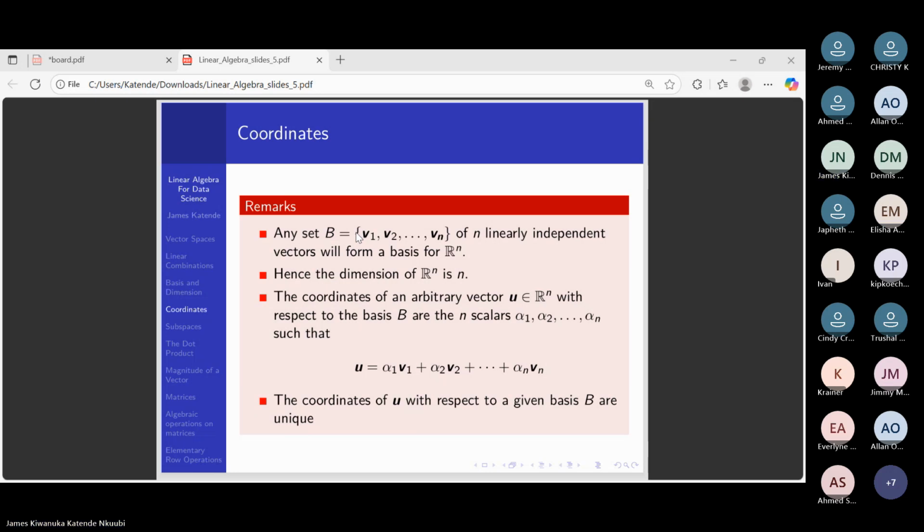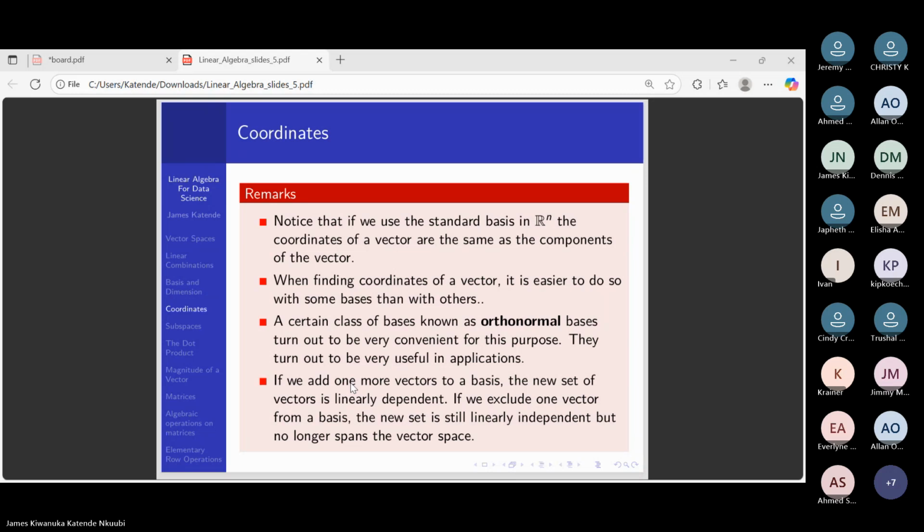All right. So these are just remarks. And this last one captures, I think, what you're saying. If you have a basis, which is a set of linearly independent vectors, by just adding one more vector to the basis, it will no longer be linearly independent. It will be linearly dependent now.